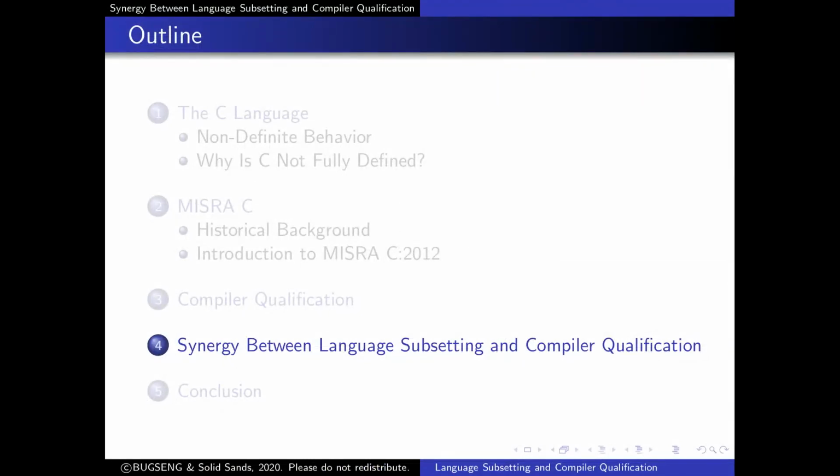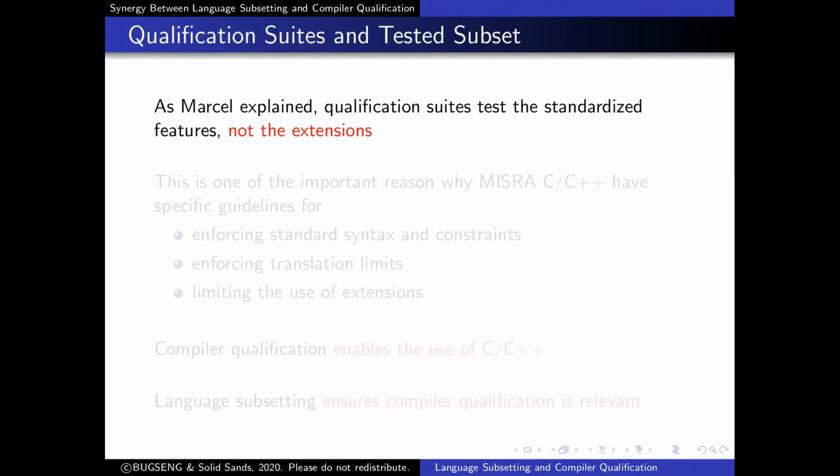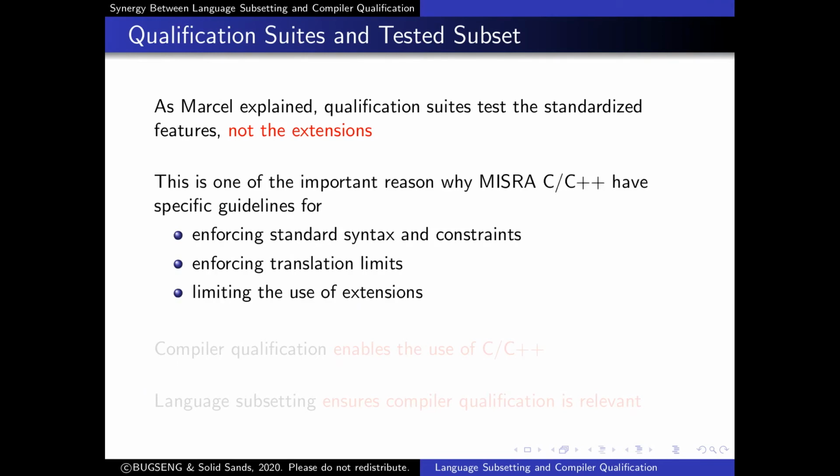I'm sharing the screen. Okay, so synergy between language subsetting and compiler qualification. As Marcel explained, qualification suites test the standardized features, so the specification to be tested, the requirements, are given by the ISO standard. They do not test extensions. It would be too difficult to test the extensions provided by different compilers with different philosophies and so on. This is one of the important reasons why MISRA C and C++ have specific guidelines for enforcing standard syntax and constraints, enforcing translation limits, and limiting the use of extensions.